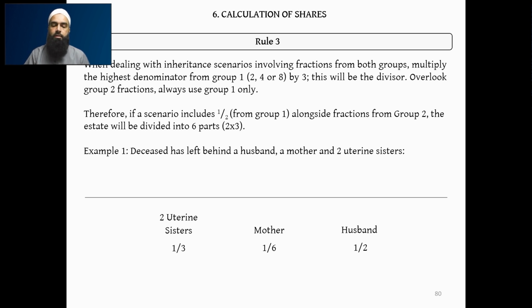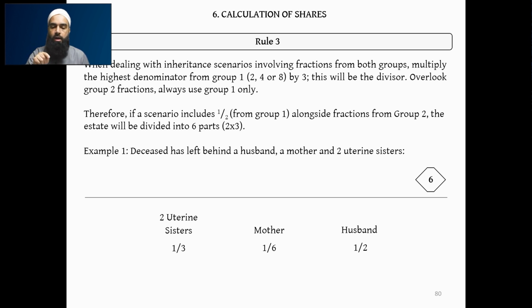Now we see there is half from group 1 and a 1/6 and 1/3 from group 2. Because there are multiple fractions from both groups, what we do is take the 2 from group 1, half, the denominator is 2. Take the 2, multiply it by 3, just always use 3, and that will give you your divisor being 6.